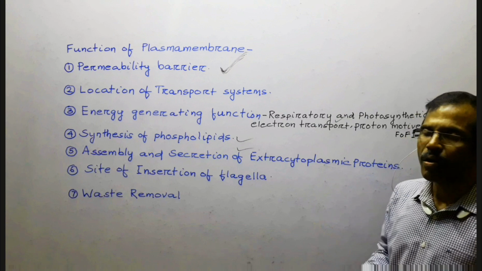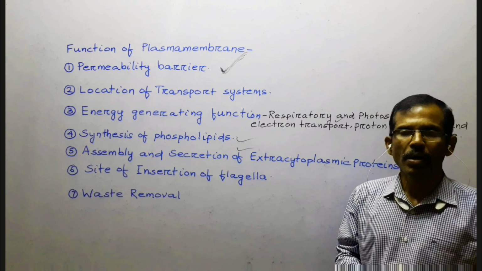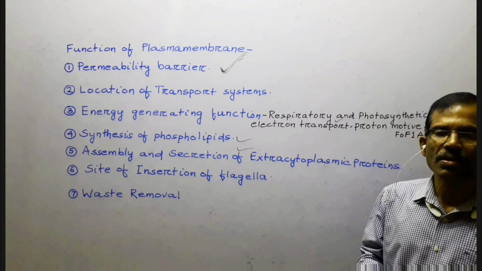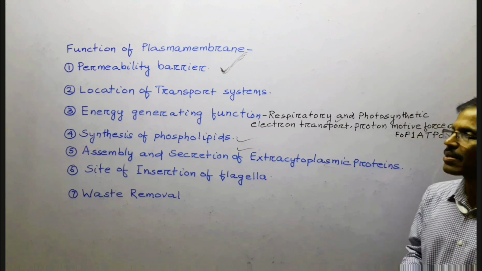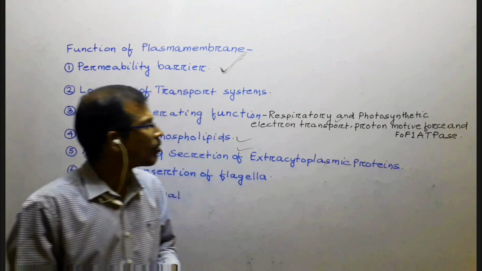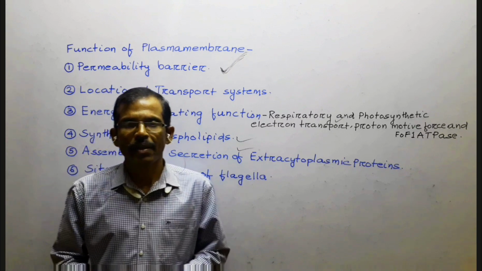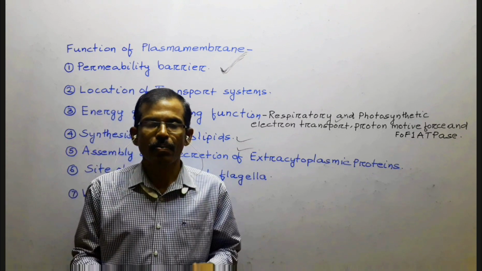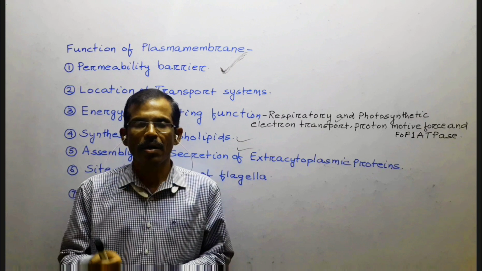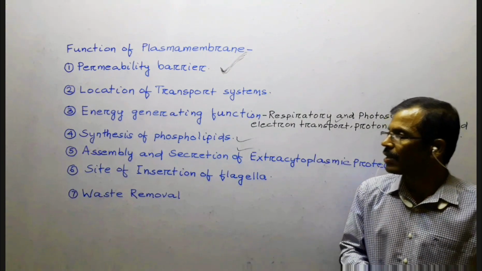It is the location of various transport systems. As you know, in bacteria, membrane-bound organelles are absent, so the plasma membrane is concerned with various vital metabolic processes. For example, energy generating function. Bacterial plasma membrane is the location of respiratory and photosynthetic electron transport. Across the bacterial plasma membrane, proton motive force is generated. It also contains the transmembrane FO-F1 ATPase, which is responsible for the synthesis of ATP.